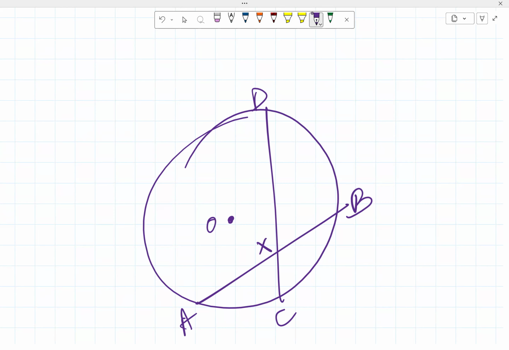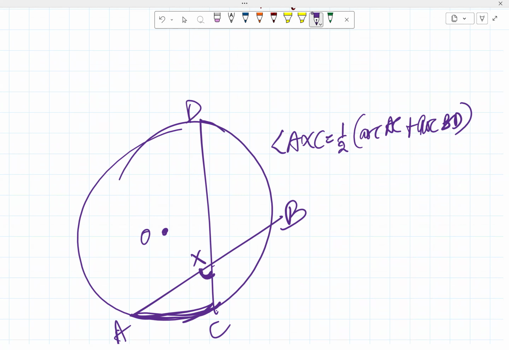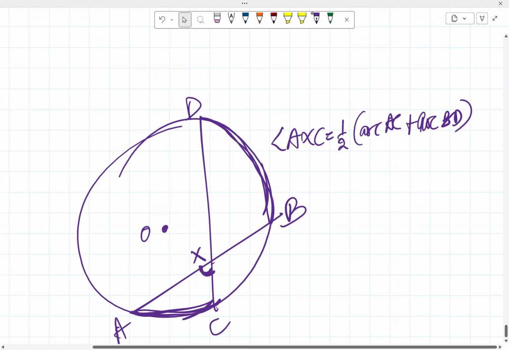So the question now is angle AXC. This angle right here. We are saying that angle AXC is equal to half of arc AC. So this is arc AC right here, plus arc BD. So this is arc BD right here. Okay, so now we set on for the proof.